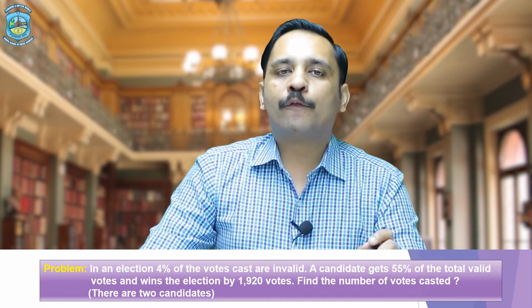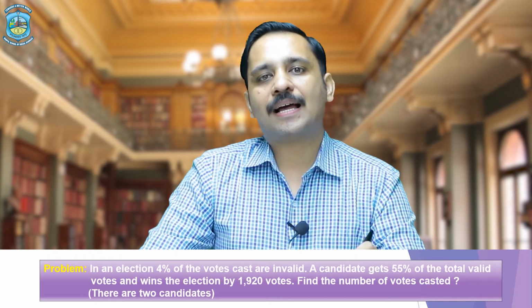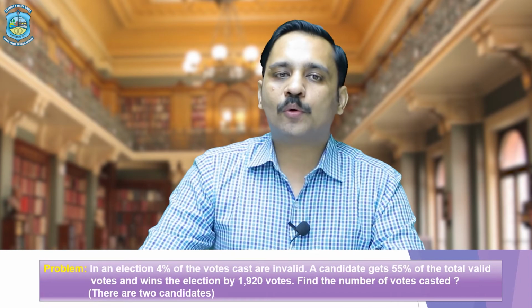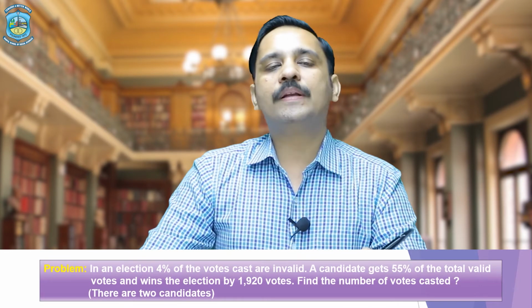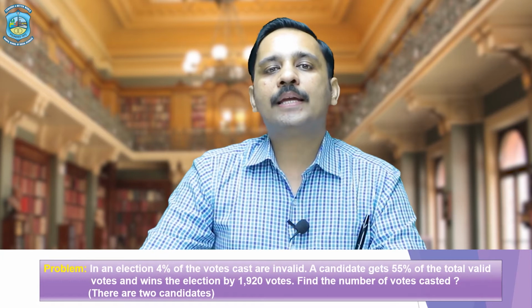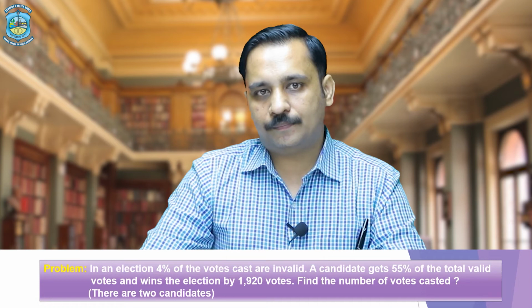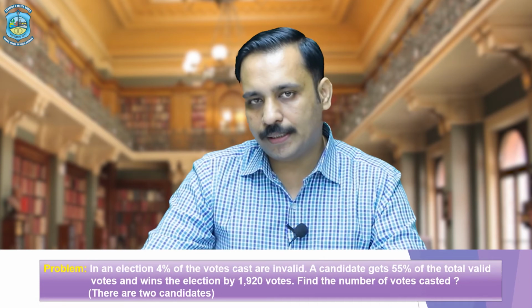Let us look at the new problem. In an election, 4% of voters cast are invalid. A candidate gets 55% of the total valid votes and wins the election by 1920 votes. Find the number of votes casted. We assume that there are only 2 candidates here.